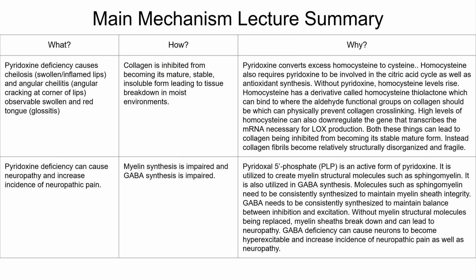Without sphingomyelin regularly being synthesized, myelin will break down, which can lead to neuropathy. GABA deficiency can cause neurons to become hyperexcitable and potentially cause excitotoxicity, which can, of course, lead to cell death. Thus, neuropathic pain and neuropathy can be potentially caused by this deficiency.